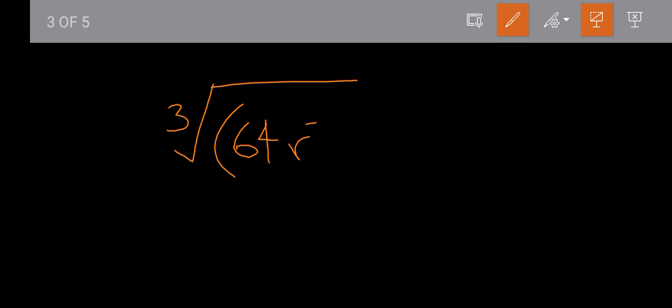Now, this question says we should simplify. Look at this question now. It says simplify the cube root of 64r raised to the power minus 6, raised to the power 1 over 2. Simplify 64r raised to the power minus 6 raised to the power 1 over 2. So we are to simplify that. What do you think is going to be the first step? So just take 1 minute, look at the question, and come back.